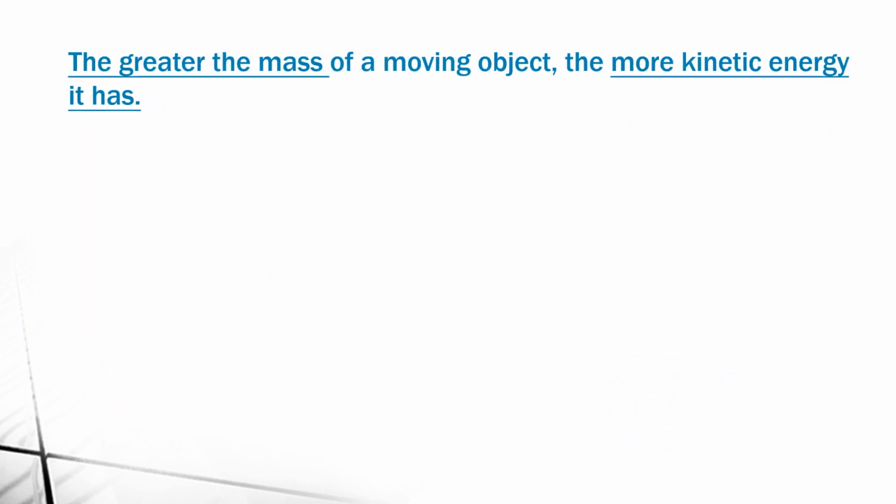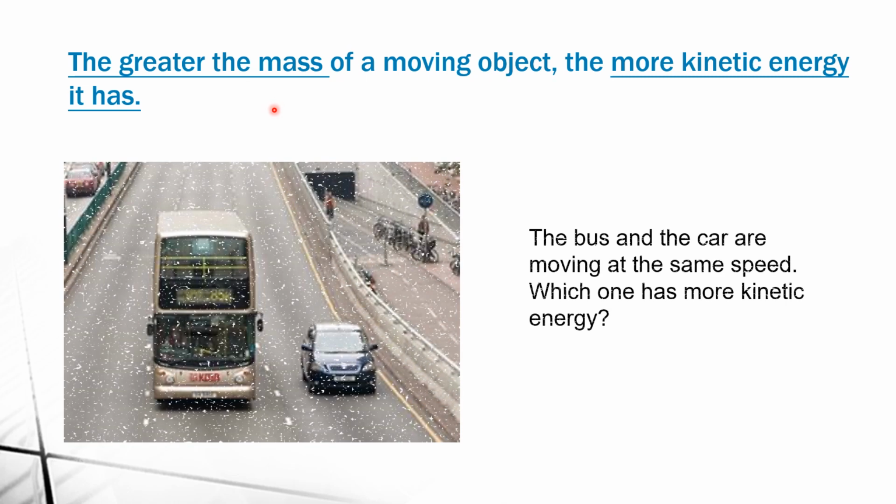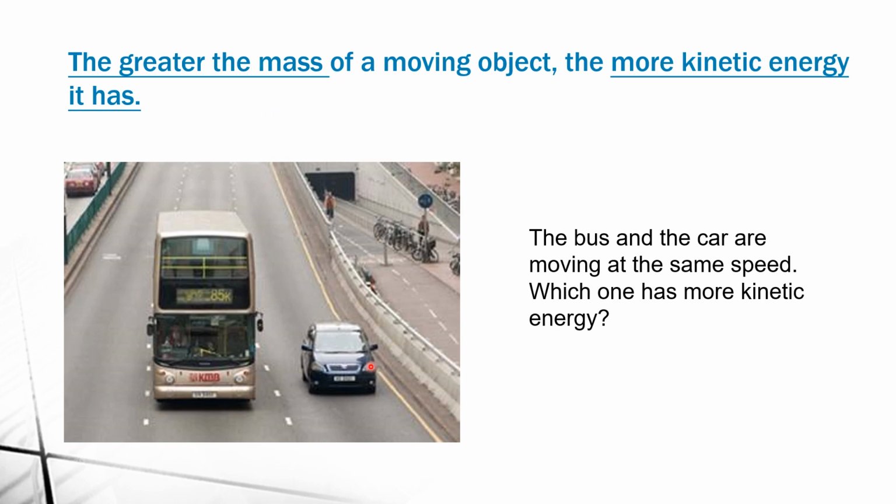Actually, what I want to tell you is about kinetic energy. If a moving object has a greater mass, it carries a larger amount of kinetic energy. Now I'll give you this example. A bus and a private car. If they move at the same speed, which one has more kinetic energy? Of course, the answer is the bus, because it has a greater mass than the private car.